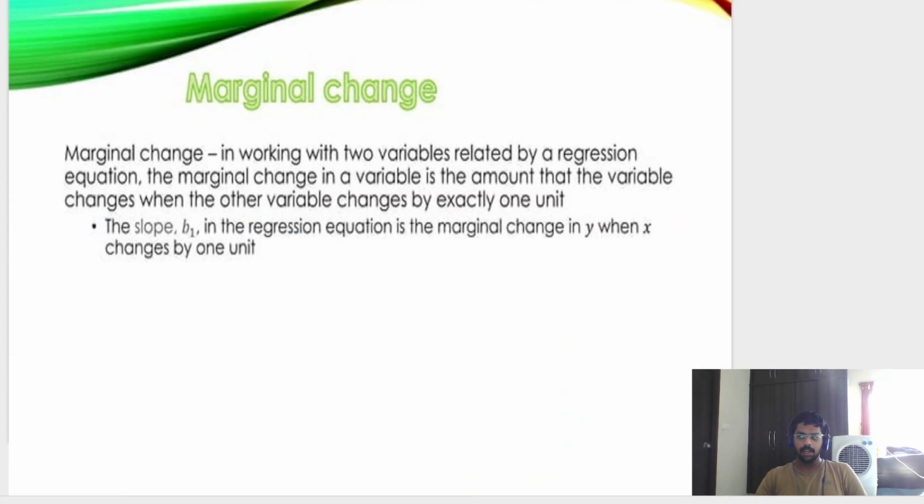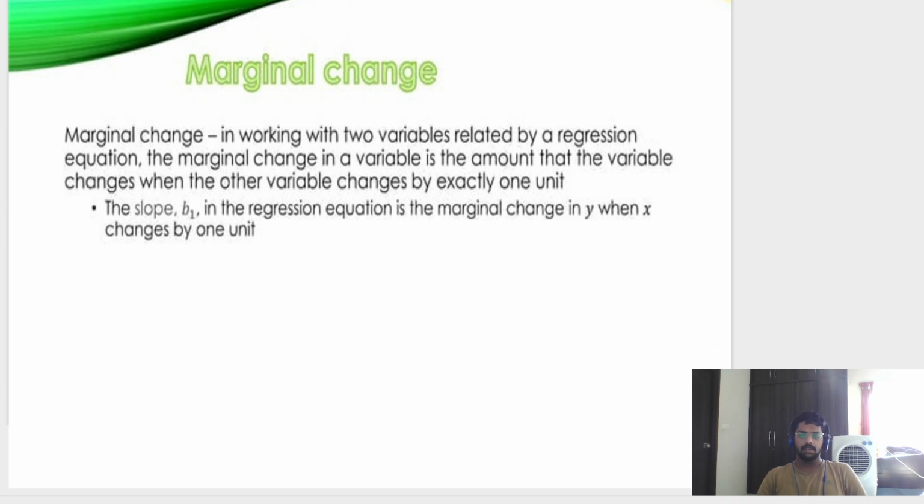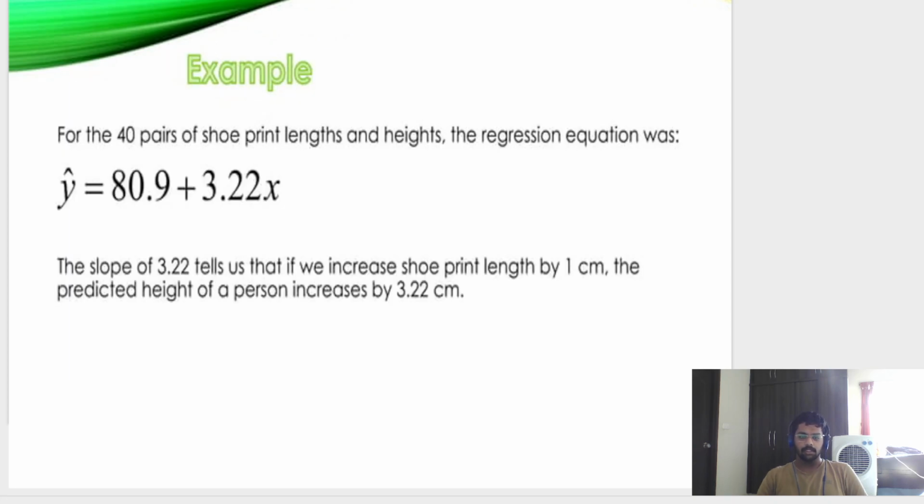Now, marginal change. Marginal change is used in working with two variables related by a regression equation. The marginal change in a variable is the amount the variable changes when the other variable changes by exactly 1 unit. And the slope b1 in the regression equation is the marginal change in y when x changes by 1 unit. Okay. And here we have an example. For the 40 pairs of shoe print lengths and heights, the regression equation was y bar equal to 80.9 plus 3.22x. The slope of 3.22 tells that if we increase the shoe print length by 1 centimeter, the predicted height of a person increases by 3.22 meters.